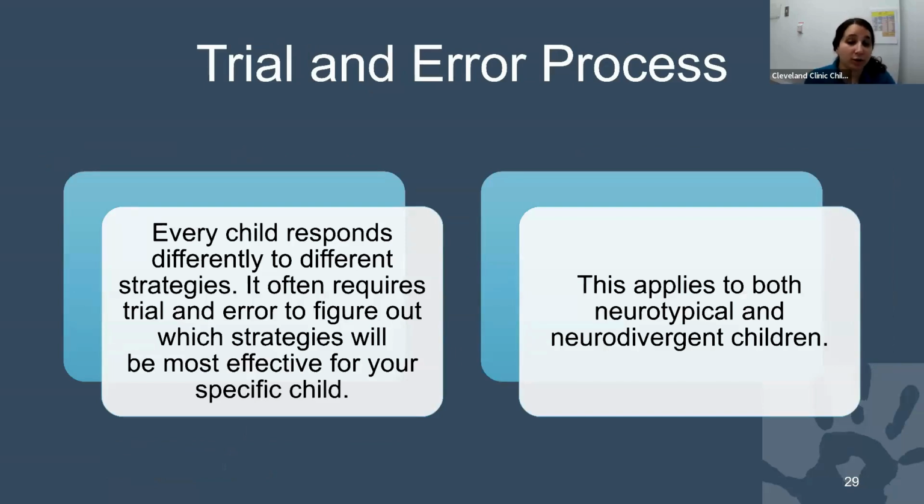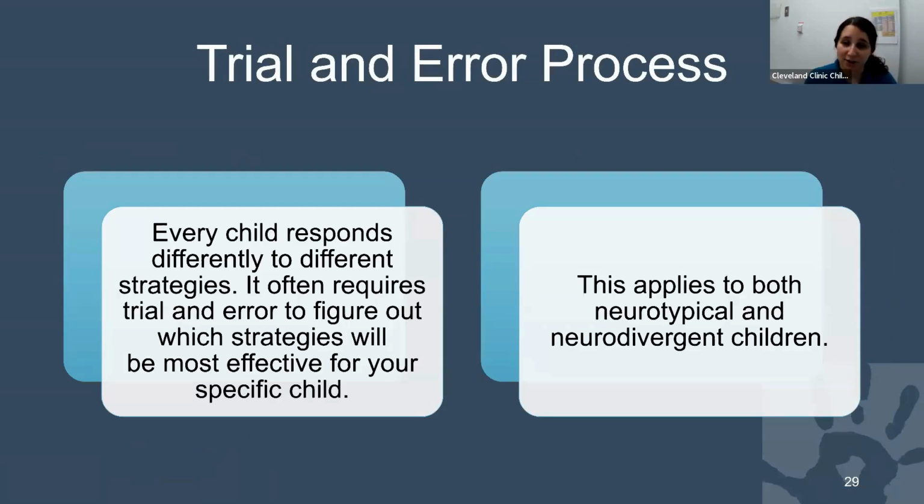So we're going to go over a lot of different strategies, but the key is to know every child responds differently. And often it requires trial and error to figure out what's going to be most helpful for your specific child. And this applies both for neurotypical children and neurodivergent children.